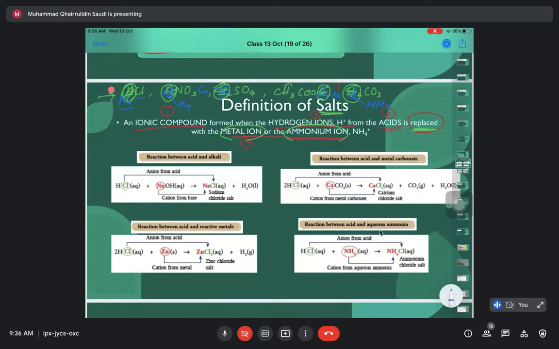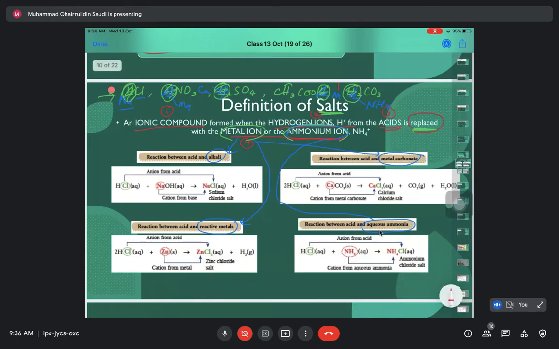So there are these metal ions, okay, boleh datang daripada 3 benda. Metal ion boleh datang daripada alkali. Metal ions can also come from reactive metals, and metal ion can also come from metal carbonate. Okay, 3. Ammonium ion, where does ammonium ion come from? Ammonium ion comes from aqueous ammonia. Okay, setakat ni jelas? Jelas. Alright.